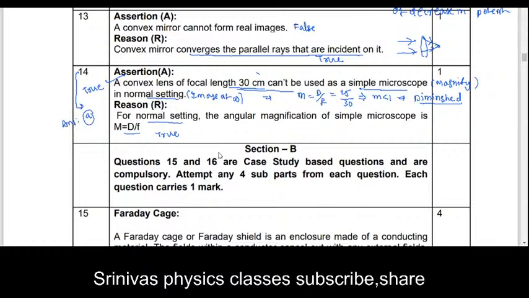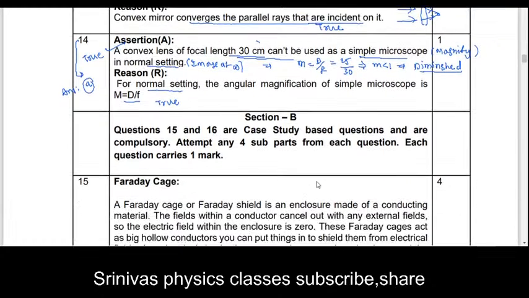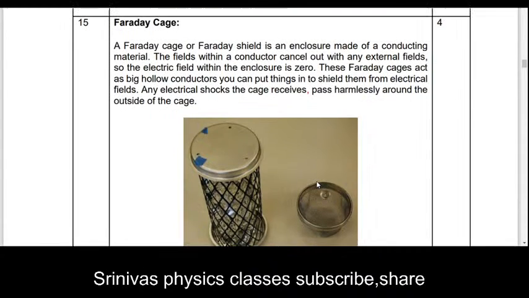The next, let us go for the next case study questions. You have to study this Faraday's cage. What is this Faraday's cage? Faraday's cage or Faraday's shield. Faraday's shield is an enclosure made of a conducting material. The fields within the conductor cancel out.